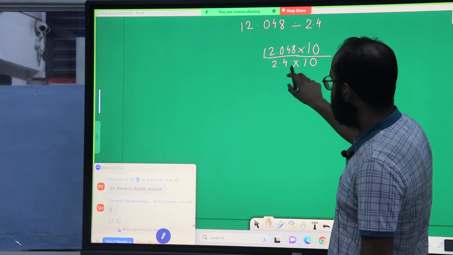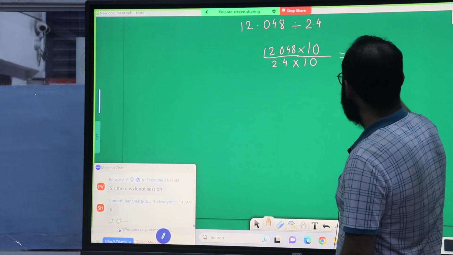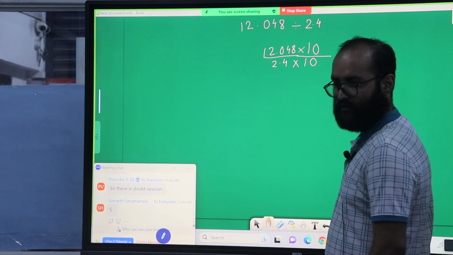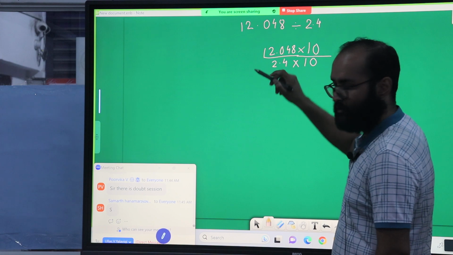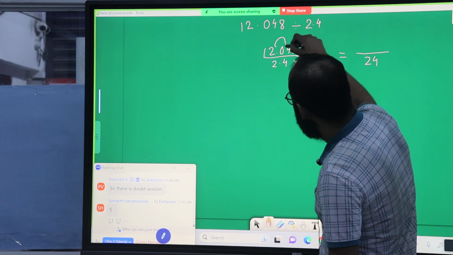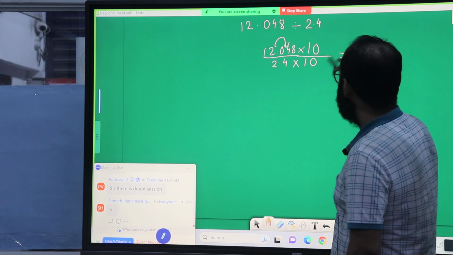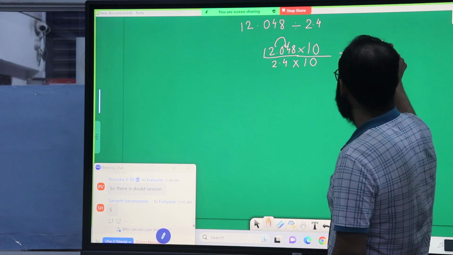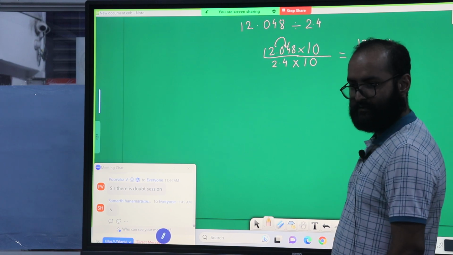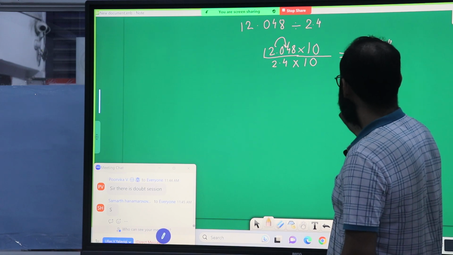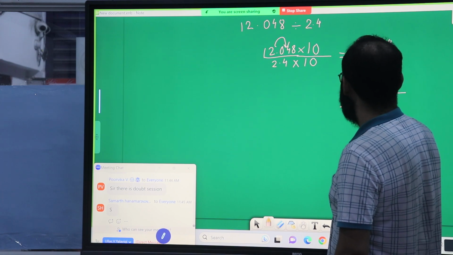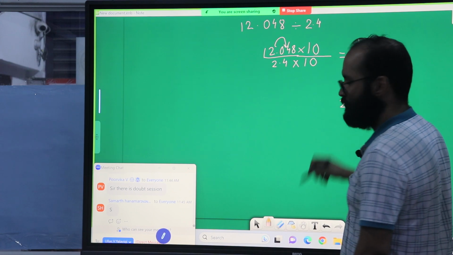After multiplying, the decimal point will shift to the right. 2.4 will become 24. And here also you are multiplying by 1 followed by 1 zero, so the decimal point will shift 1 place to the right. It will become 120.48. Clear? Now you can divide. We'll divide 120.48 by 24.